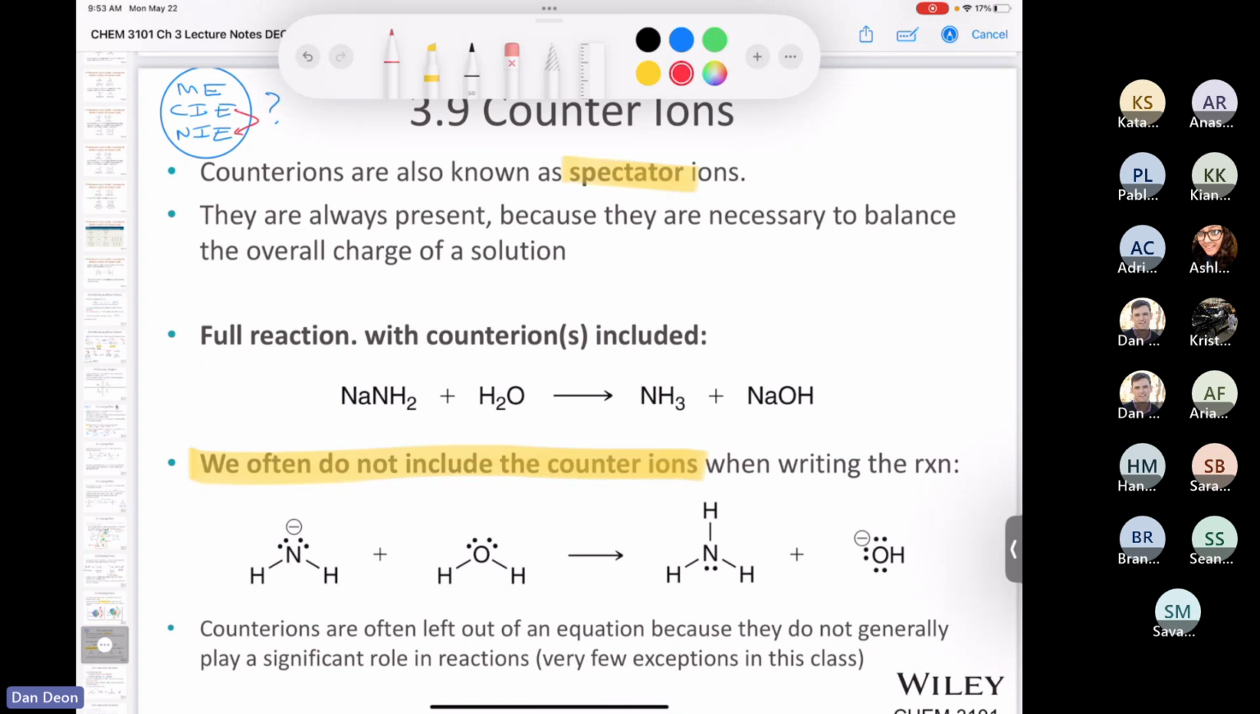It says at the bottom, counterions are often left out of an equation because they generally don't play a significant role in reactions. Are there exceptions? Of course there are. But in this class, even in organic too, like I told you this morning, talking about Lewis acids and bases, there's very few situations where I'm going to bring up a cation and say, oh, this is important for some reason. So I can tell you right now, don't stress about them for quiz 3, really. As long as you know they're spectators, that's good enough for me.